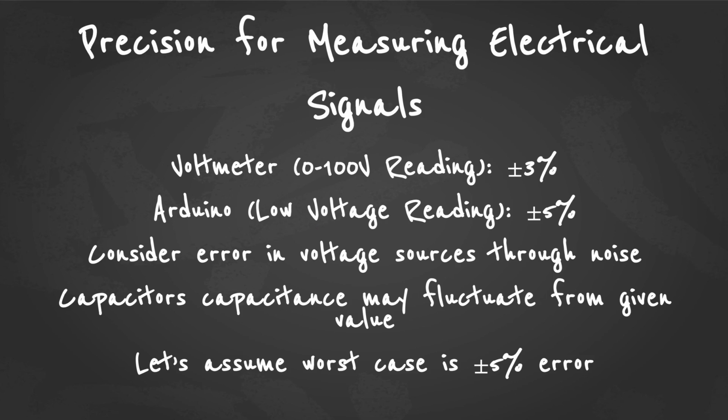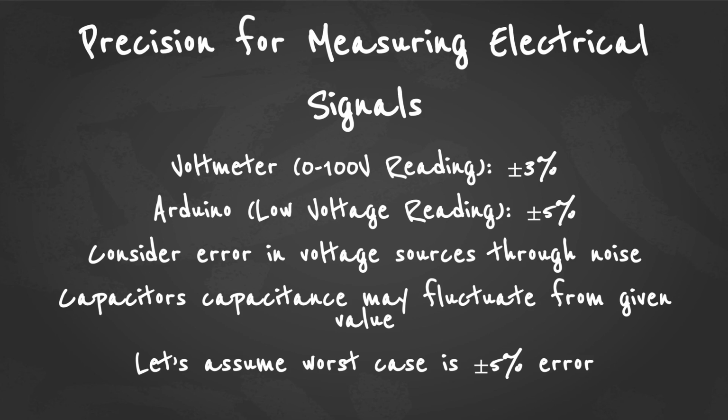Moving forward, we want to discover the precision for measuring electric signals. Currently, we want to see what experimentally could have gone wrong that would have ruined our precision. After a little bit of research, we can see that the average error on a voltmeter for a 0 to 100 volt reading is plus or minus 3%. For an Arduino, for a low voltage reading, it is plus or minus 5%.